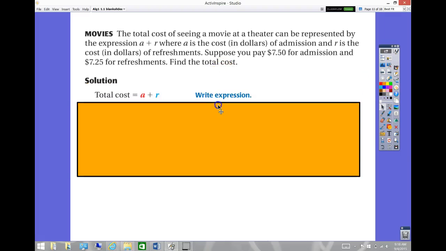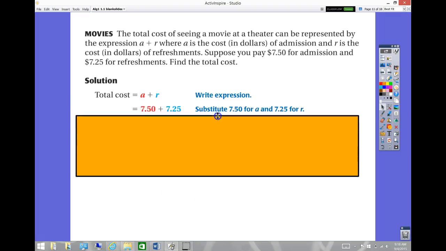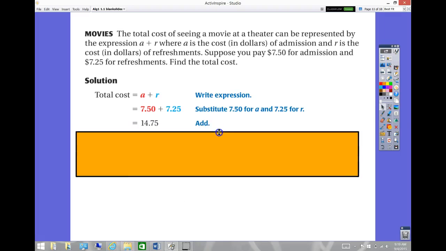Let's see what they did on this one. Solution. First they wrote an expression, right? The total cost will be A plus R. Then they substituted. They were evaluating essentially by substituting for A and for R. And of course, then we are simplifying. Total cost is $14.75.